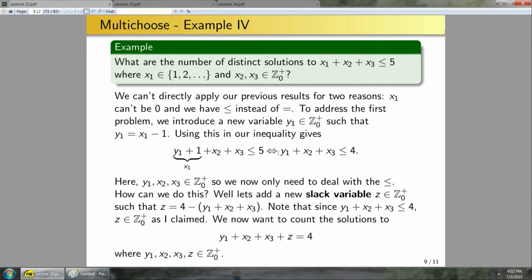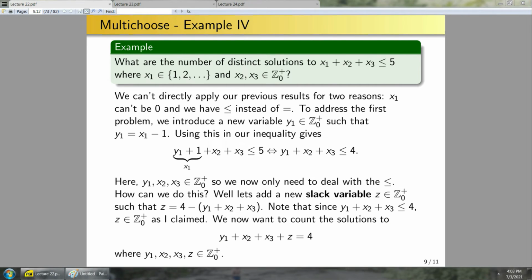Well, for any given y1, x2, and x3 such that their sum is less than or equal to 4, I could then pick z to be explicitly this thing here, and that would give me a solution to this. So for every solution to the inequality, there is a solution to the equation. Now, for any given solution to this equation, I could throw away z, and it would be true that y1 + x2 + x3 is less than or equal to 4, because if I get rid of the z here, I get this inequality. Thus, there's a bijection between the solutions here and the solutions here, so the cardinality is the same. That's the basic idea for why I can do this.